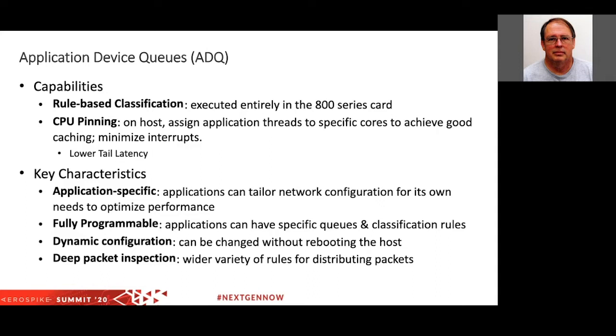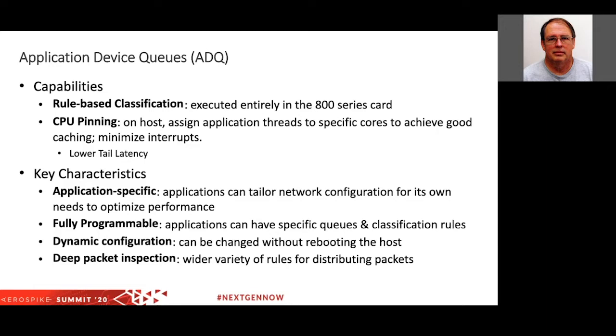All right, and this is a nice segue into application device queues. So what do they do? How have they extended these themes I've been talking about? One of the big ones is rule-based classification, and in the case of ADQ-enabled cards such as the 800 series, that has completely been offloaded onto the card. So all the classification processing is handled by the card with no host intervention when the packet arrives.